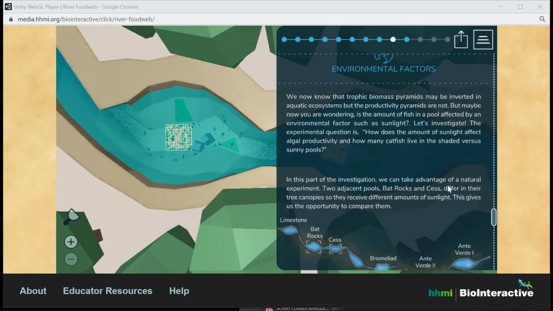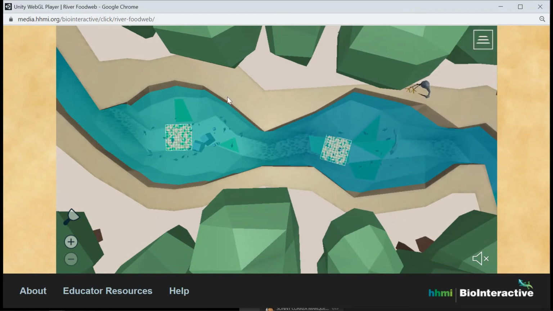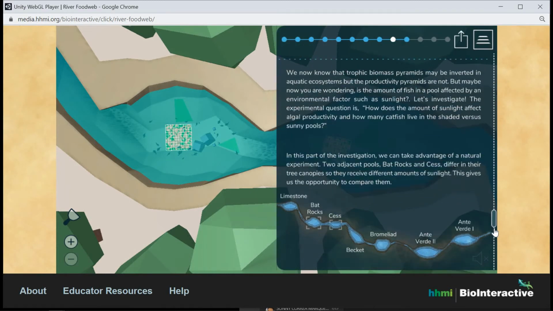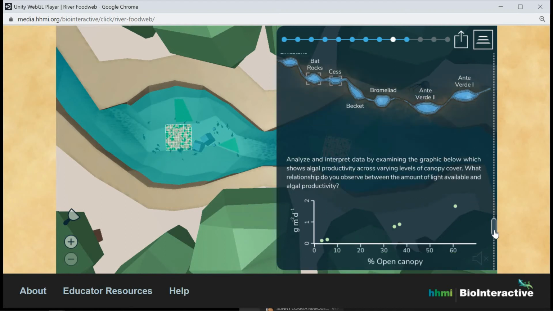They have different amounts of tree canopies, so they have different amounts of sunlight. We can see on the left, this one looks a lot sunnier. The one on the right looks a lot shadier. You're going to make a prediction about which pool you think has the most algae.